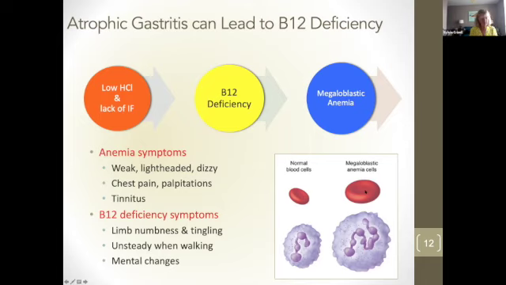People used to be able to diagnose this really easily by taking a blood sample, smearing it on a slide, and taking a look. Normal cells look like this. Large cells look like this. So it's an easy way to tell.